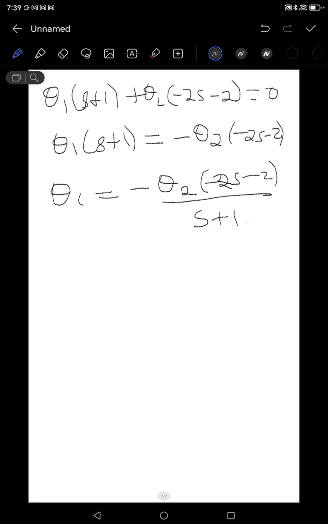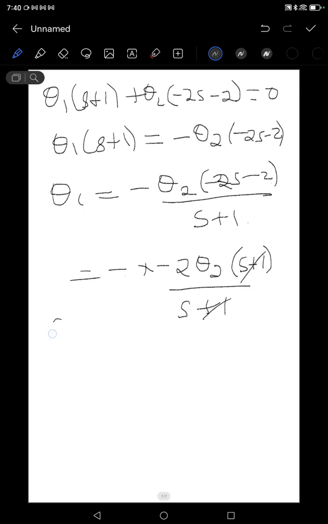Like this. And then here on top we can take out a negative 2 as a common factor. So we're gonna have a negative multiplied by a negative 2 theta 2 into S plus 1, because we take out a negative 2 as a common factor, all over S plus 1. The negative times negative is positive, and then S plus 1 and S plus 1 is going to cancel each other. So our theta 1 is going to be equals to what? To 2 theta 2. Okay, so this one we're going to take it as equation 3.